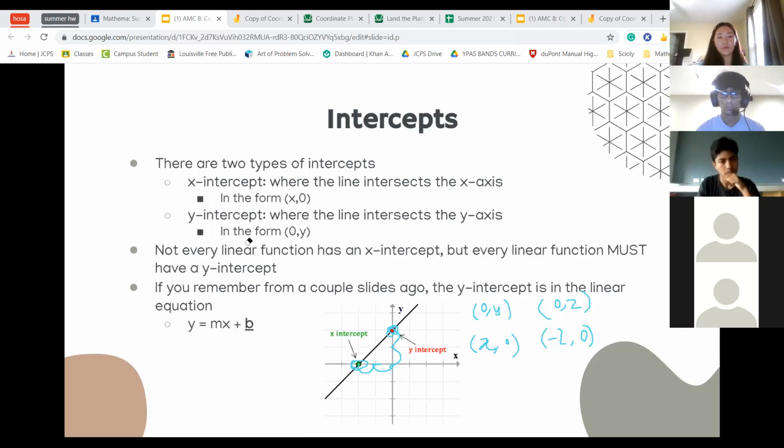We'll go over an example. We're going to go over more examples on how to use this and find the y equals mx plus b for different lines.